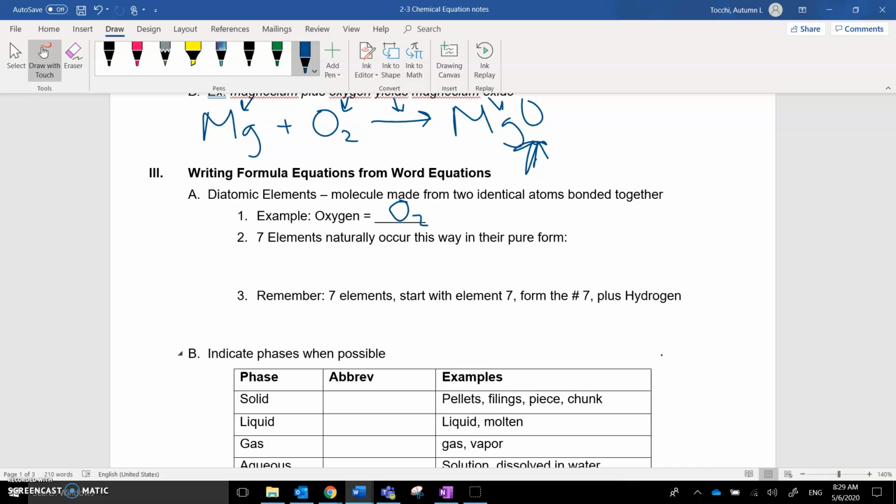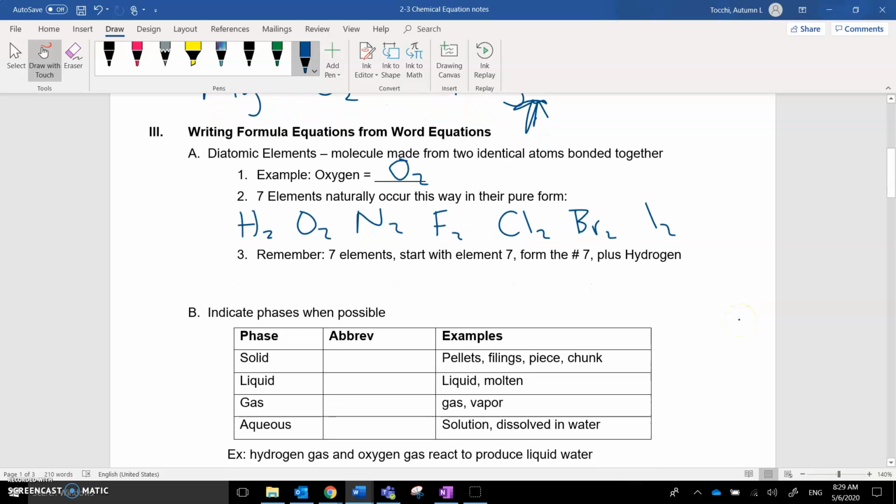And there are 7 of these on the periodic table. There's hydrogen, oxygen that we just talked about, nitrogen, fluorine, chlorine, bromine, and iodine. Right, so those are our 7.